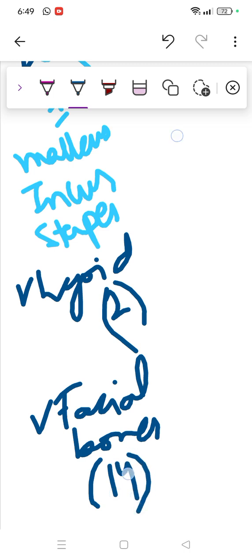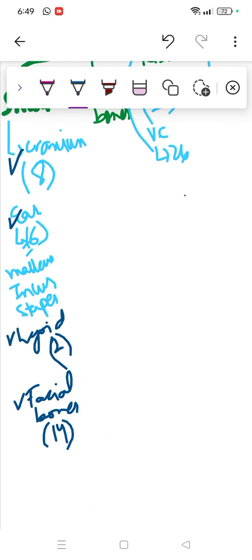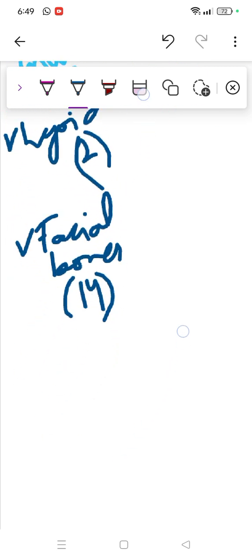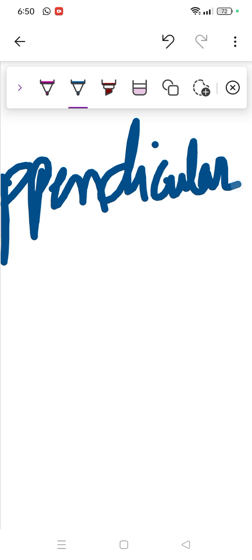This is not all about the axial skeleton, but let's treat this as an introductory class. Now let's look at the appendicular skeleton. In the appendicular we have two divisions. What are these? The first one is limbs, and the second one is called the girdle.